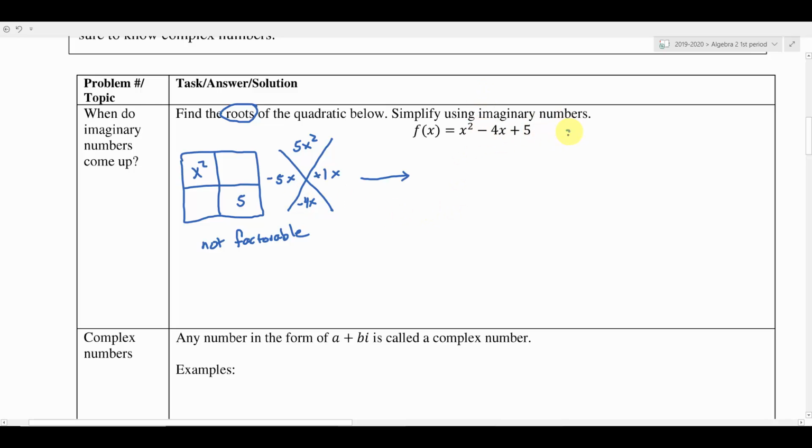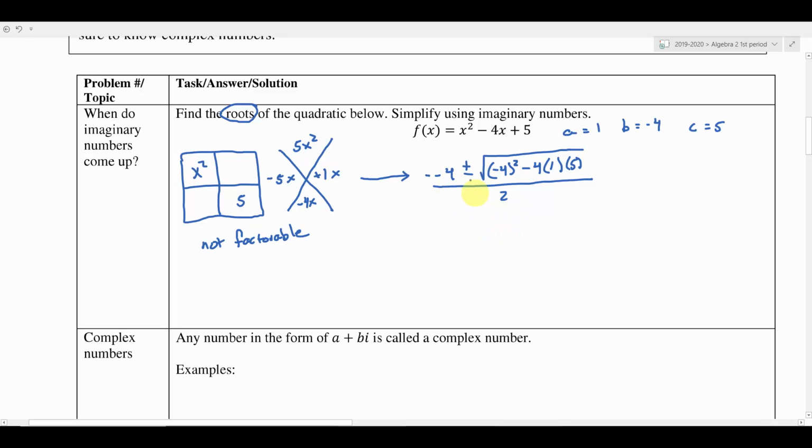So remember, for the quadratic formula, we need to know what a, b, and c are. In this one, a is going to be 1 since there's no number in front of the x. B is going to be negative 4, and c is going to be 5. Okay, and I'm going to plug that into my quadratic formula. So we've got negative 4 plus or minus the square root of negative 4 squared, right? B squared minus 4ac. So 4 times 1 times 5. And then I'm going to divide all of this by 2 times a. So 2 times 1 is just 2.